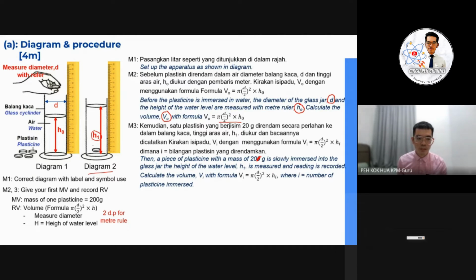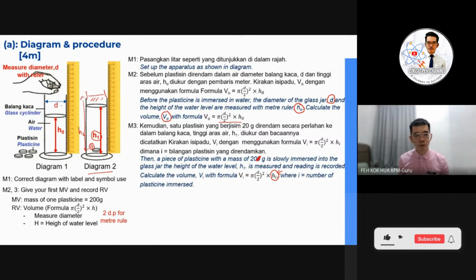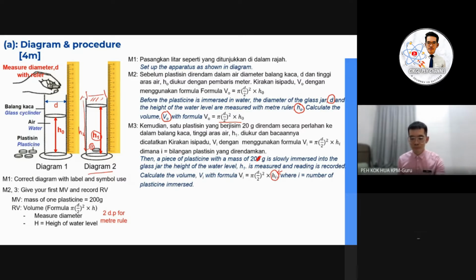If we immerse another plasticine, the water level will rise more, so you will measure it as H2. So the value Hi will always change here, and the D will always be the same, because this is the diameter of the opening mouth of the glass jar.